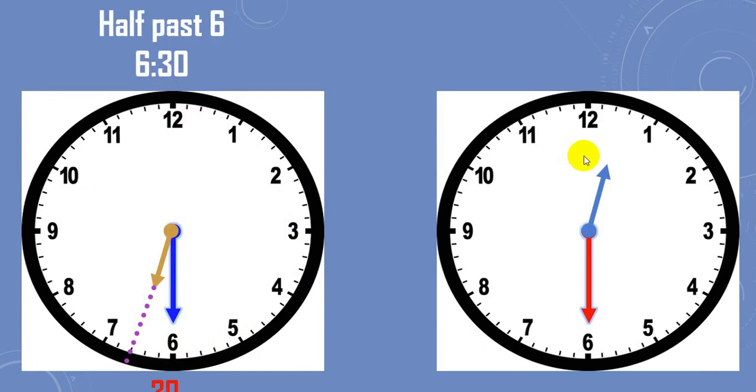Look here. Again, the minute hand is pointing at 6. That means half an hour has passed, or 30 minutes have passed. And the hour hand is between 12 and 1. So that means 30 minutes have passed after 12 o'clock. So our time would be half past 12, or 12:30.